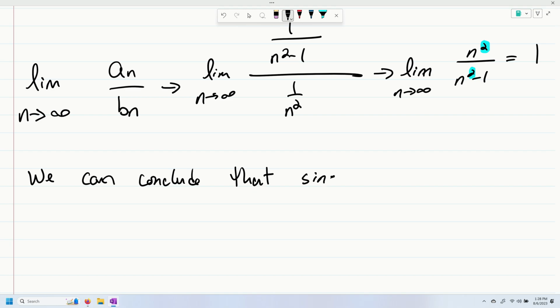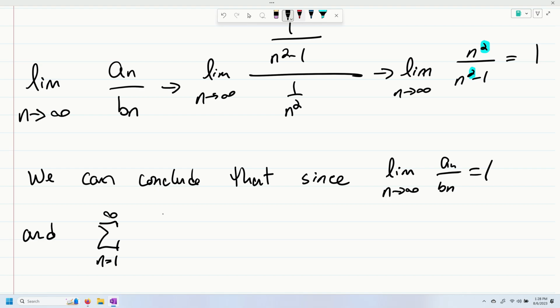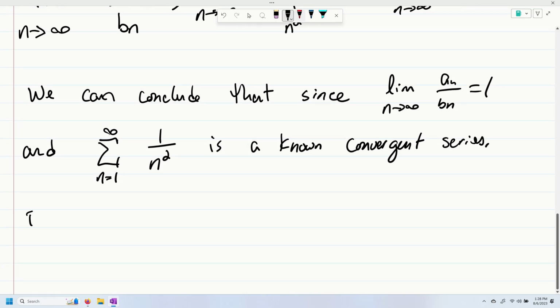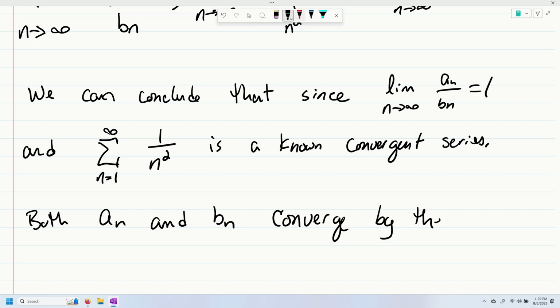So you can conclude that since the limit as n goes to infinity of a sub n over b sub n equals 1, and 1 over n squared is a known convergent series, both a sub n and b sub n converge by the limit comparison test.